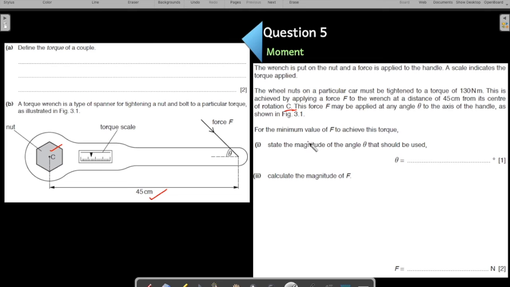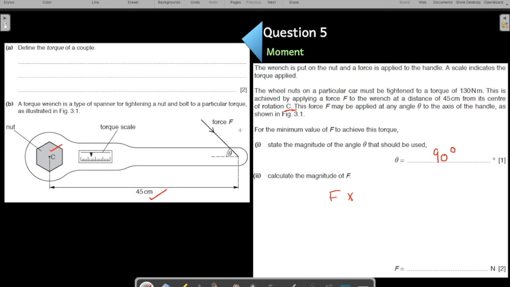Okay, so for the minimum value of F to achieve this torque, state the magnitude of the angle theta that should be used. If you want to apply the minimum value of the force to create this torque, what should be the value of theta? It should be 90. It comes from your understanding of moments, right? Force has to be perpendicular, then it creates the maximum moment for the smallest magnitude of that particular force. Calculate the magnitude of that force F. As I said, this is a short question. What should be the magnitude?